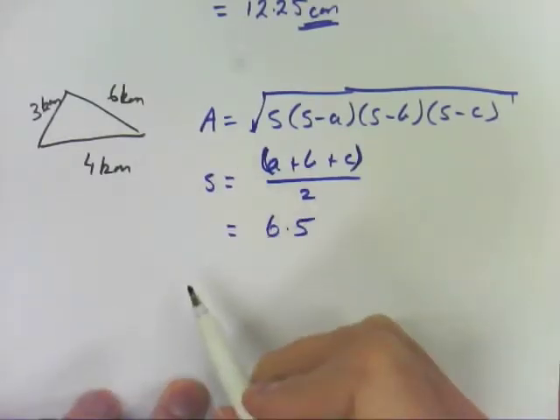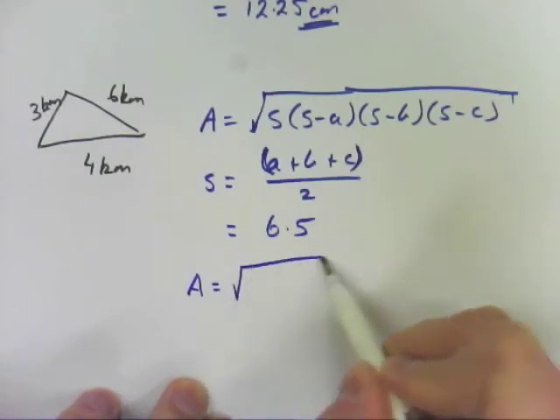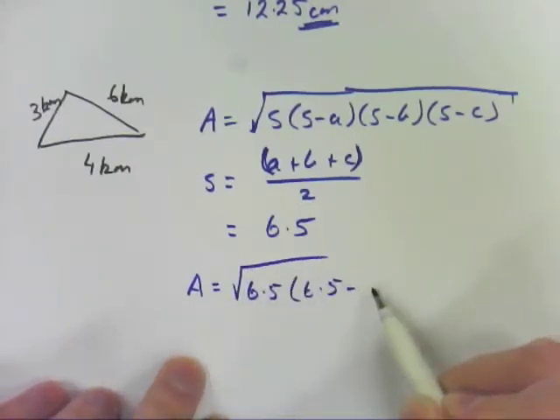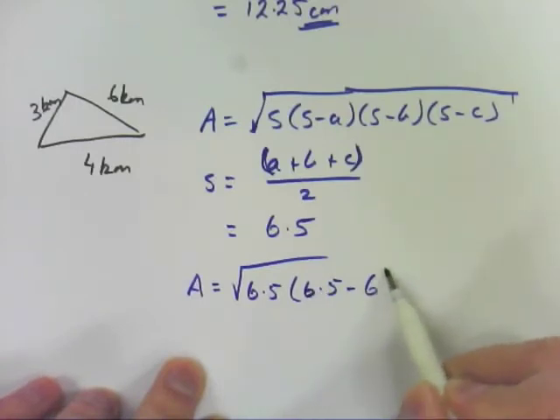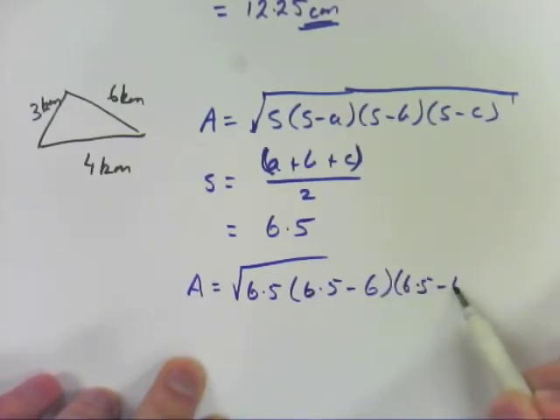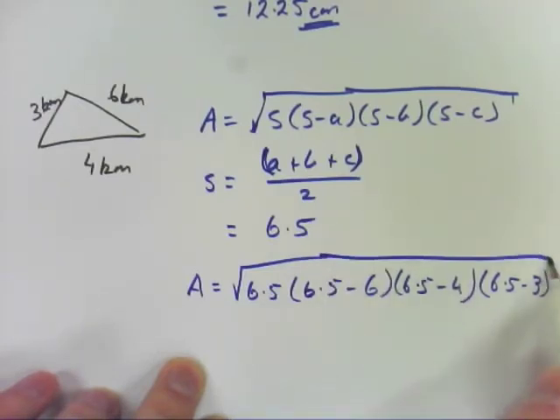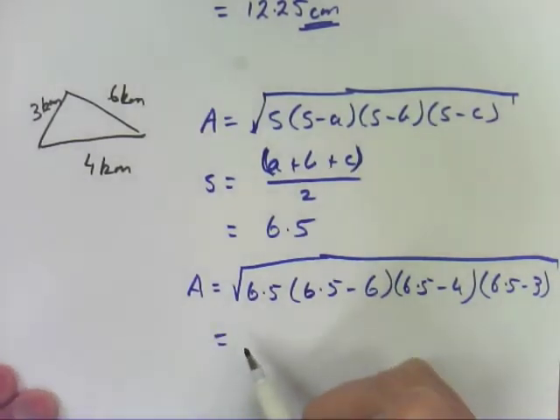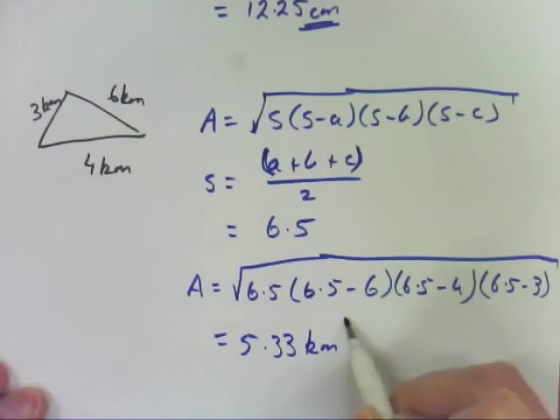So now that I know s, I'm going to rewrite my formula: equals the square root of 6.5, 6.5 minus 6, 6.5 minus 4, 6.5 minus 3. And then if I calculate that on my calculator, we come out at that area being 5.33 kilometers squared.